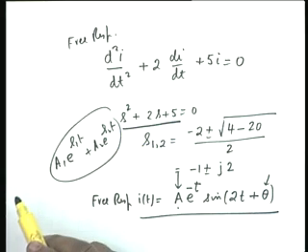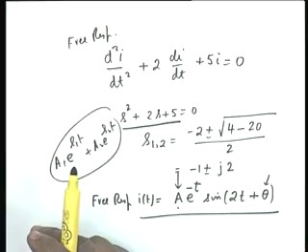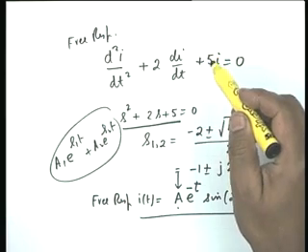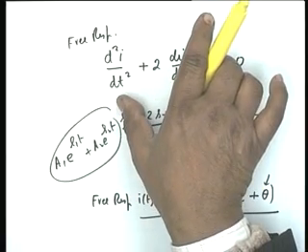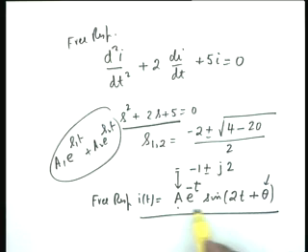You see, as far as the characteristic equation is concerned, it is independent of initial conditions. The characteristic equation is independent of initial conditions. You see, what you have to do is transfer the minus S I of 0 term to the right hand side and put the right hand side equal to 0. So, you find the characteristic equation by de-energizing the circuit even if it had initial energy, and find the form of the free response A e to the minus t sin 2t plus theta.